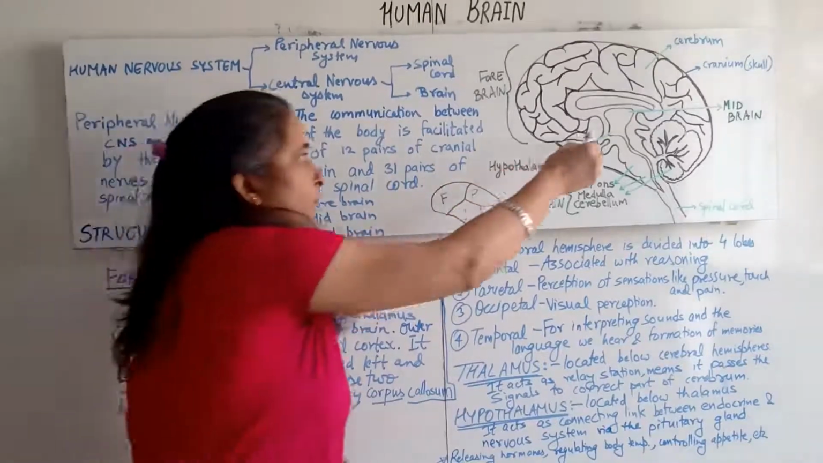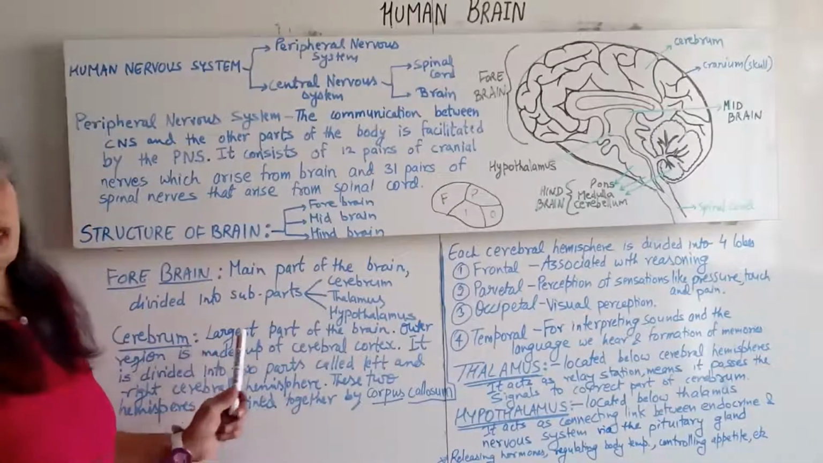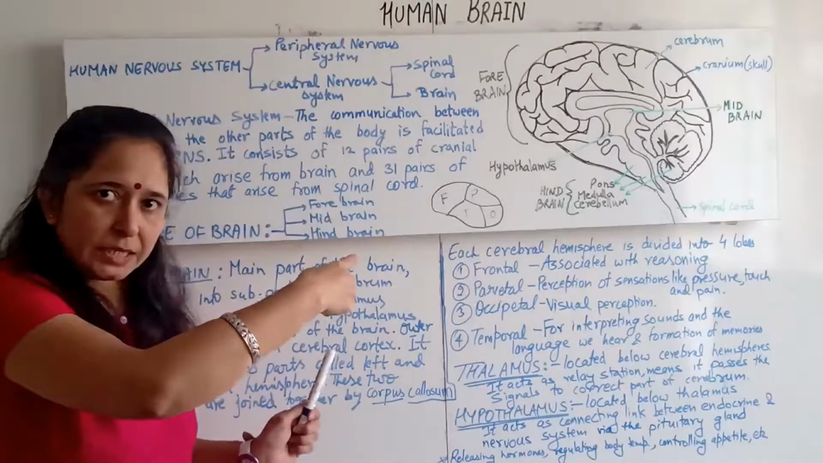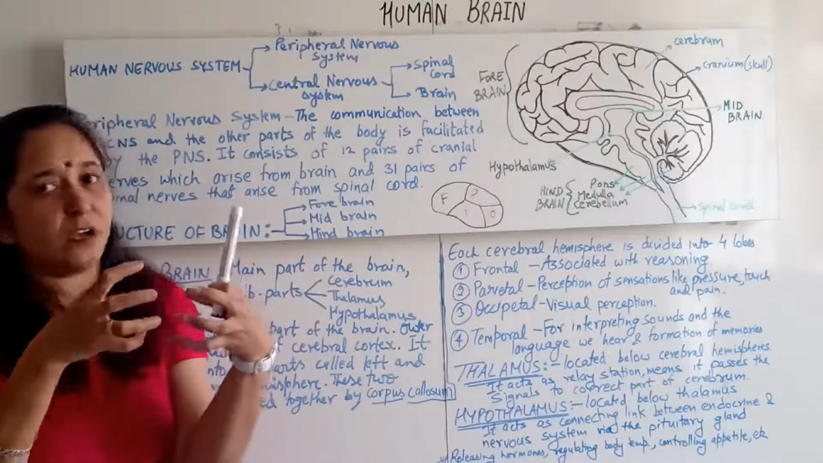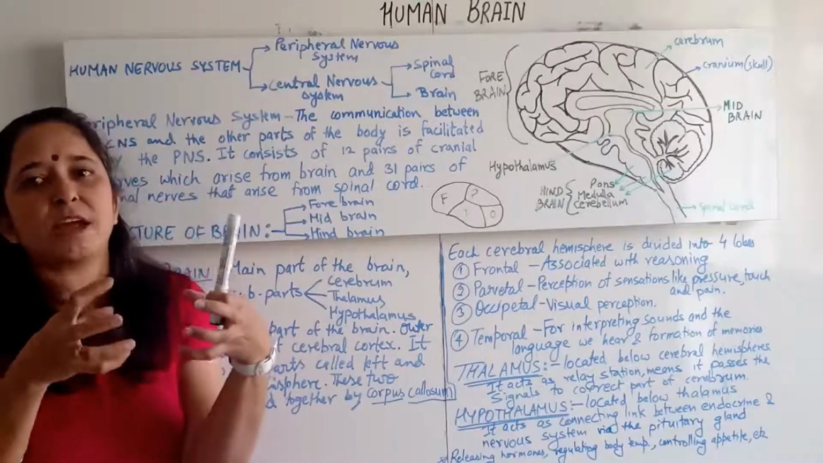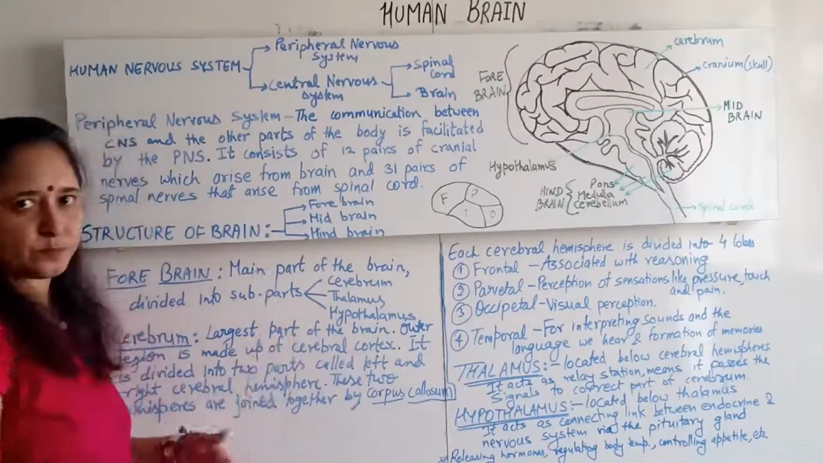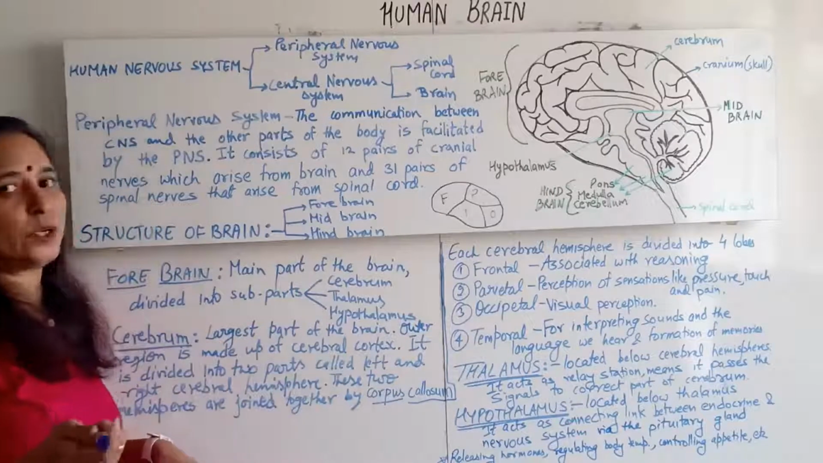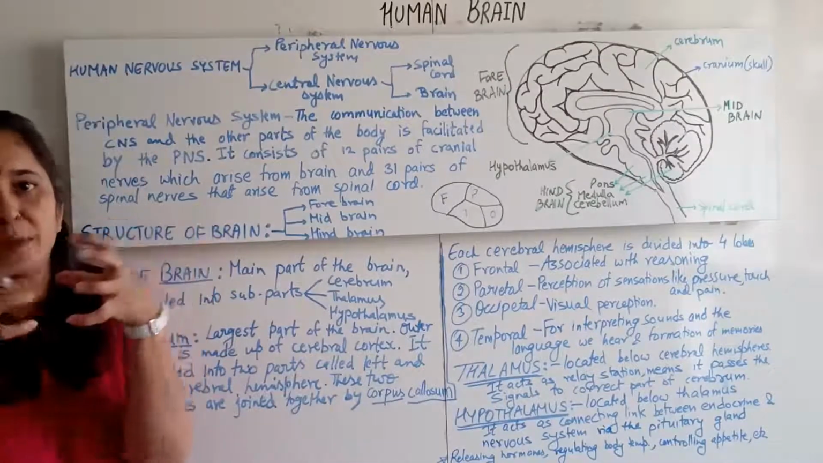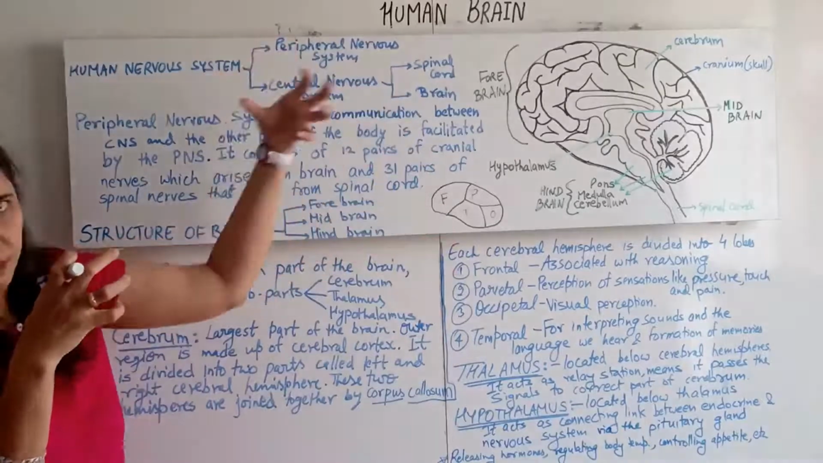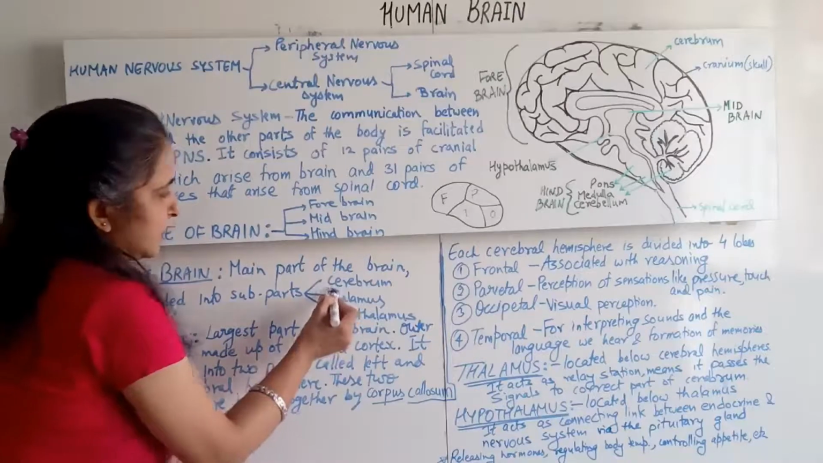So what we have learned about the cerebrum is that it is the largest part of the brain, its outer part is made up of the cerebral cortex, and it is divided into two hemispheres, the left and the right cerebral hemisphere, joined together by the corpus callosum. This word is not given in your textbook, but here I am explaining. The corpus callosum helps in joining the two hemispheres of the cerebrum. That's the brain part. Fine. So this is all about the forebrain, and the first one is the cerebrum.